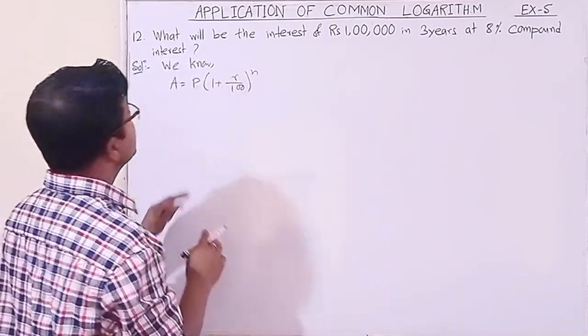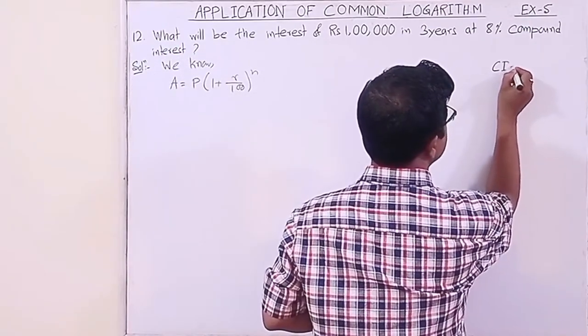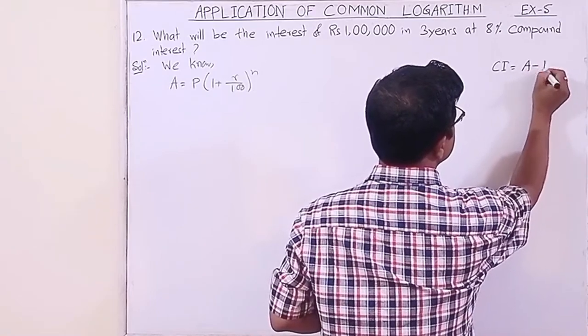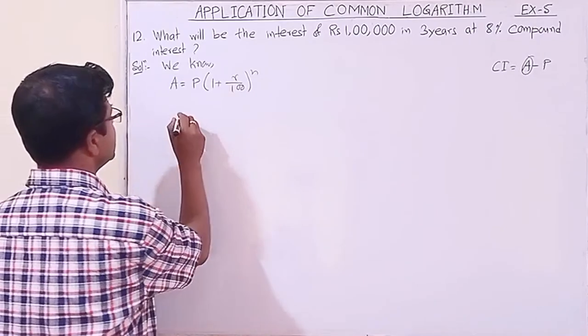Okay. First of all, how do we find compound interest? We know that compound interest is amount minus principal. So at first we have to find the amount. How do we find the amount? Using this formula. So let us substitute the values.